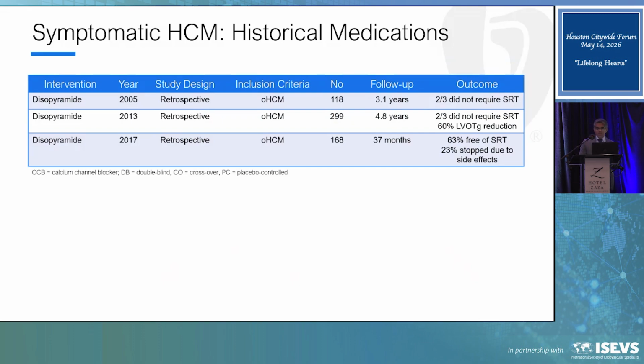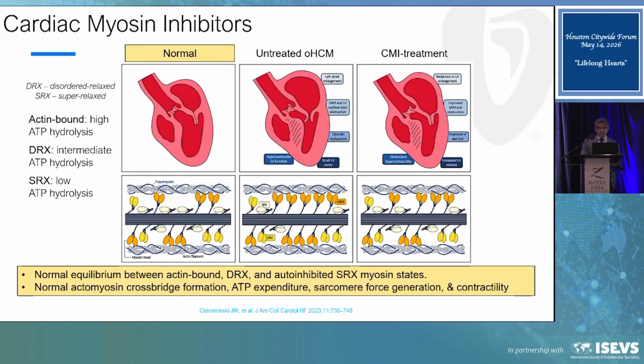Disopyramide, in retrospective studies, has shown improvement in gradients, but if you note at the bottom there, about 23% of patients stopped it in retrospective data due to side effects. So next comes cardiac myosin inhibitors. Without getting into details, what they're trying to do is restore the normal equilibrium between actin-bound, disordered relaxation myosin proteins and auto-inhibited SRX myosin states.